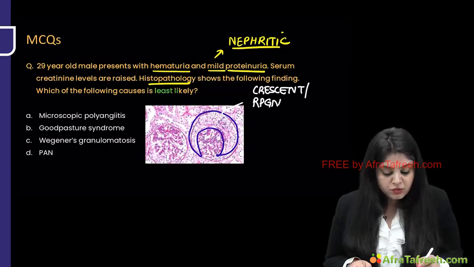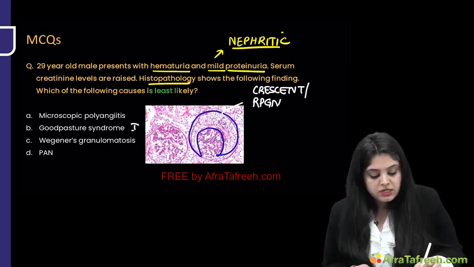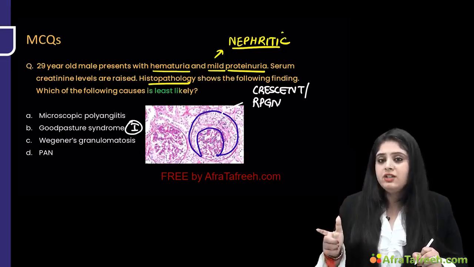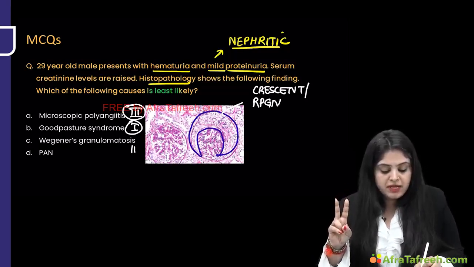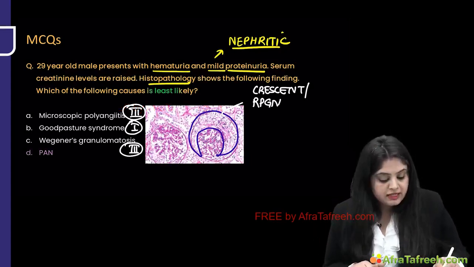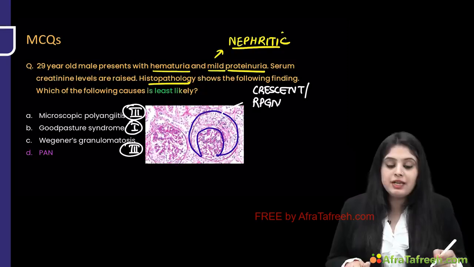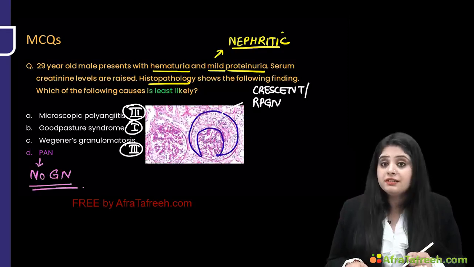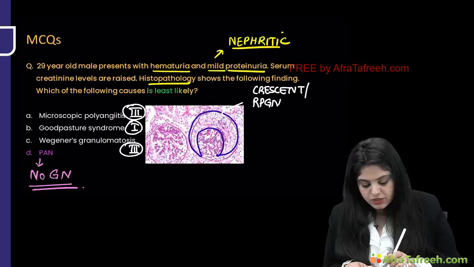This is what students don't read. Least likely, guys. RPGN type 1 was what? RPGN type 1 was Goodpasture syndrome. This is there. RPGN type 2 had PSGN, IgA, all that is not mentioned. RPGN type 3 had these two, microscopic polyangiitis and Wegener's. What is least likely? Polyarteritis nodosa was nowhere mentioned. Go back to your vasculitis chapter, you will realize polyarteritis nodosa does not cause glomerulonephritis. That is what we had studied. It does not cause glomerulonephritis. Moving on to the next question over here.